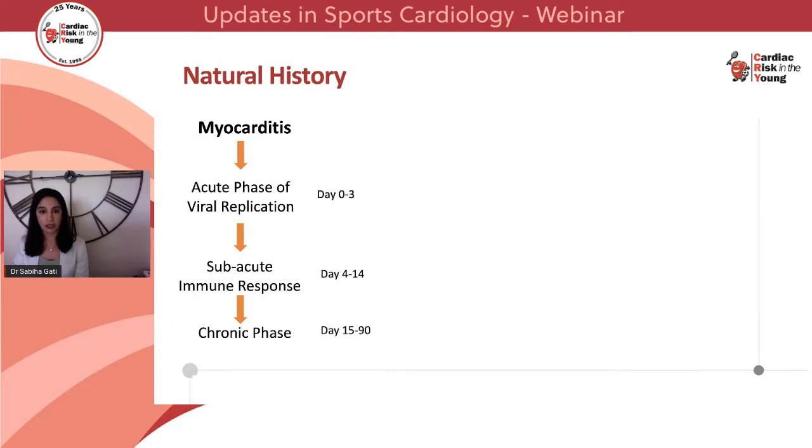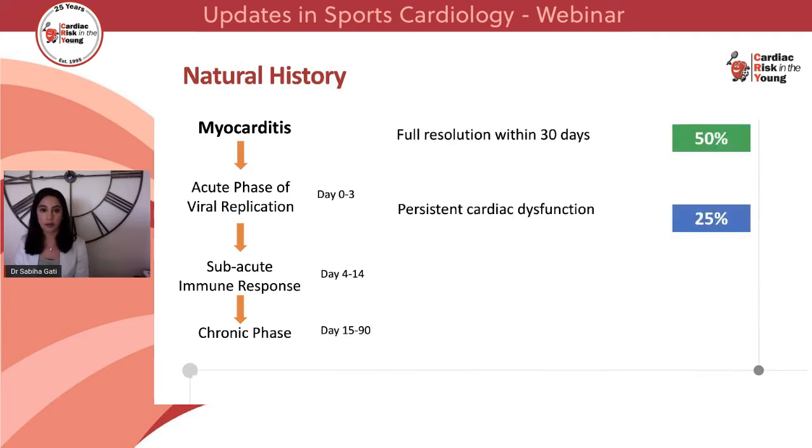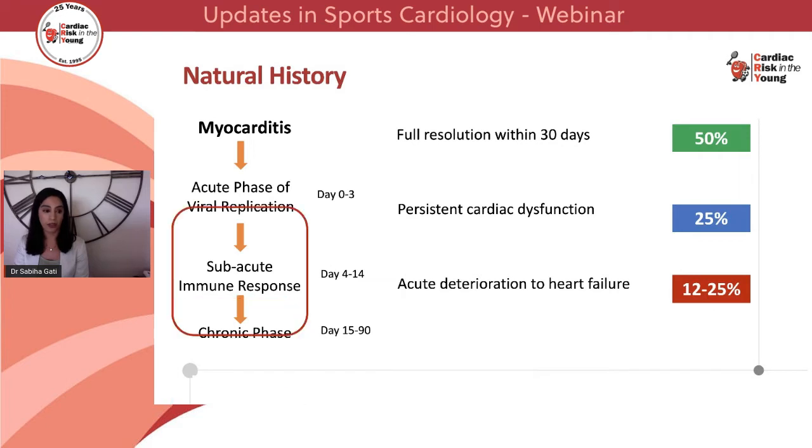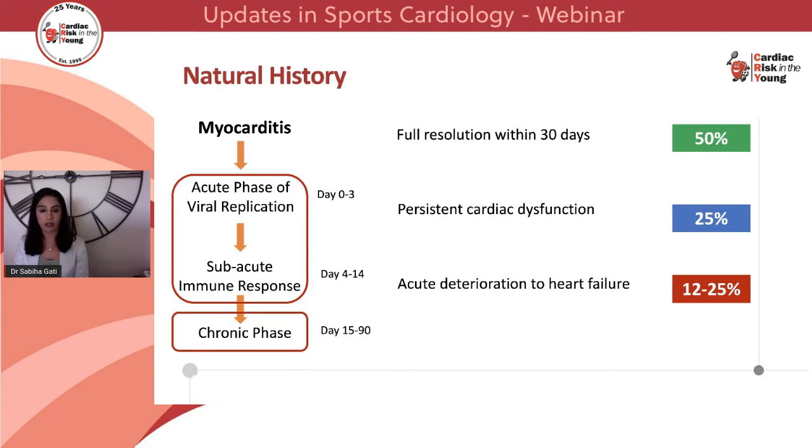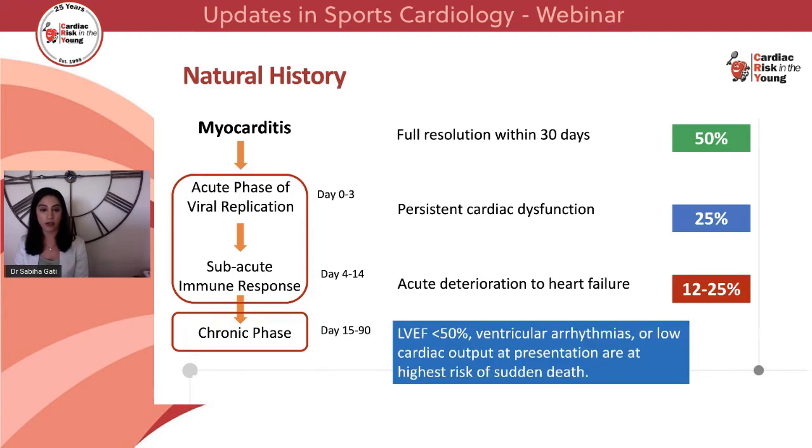The natural history of myocarditis goes through several phases, including the acute phase of viral replication, followed by the subacute immune response, and finally the chronic phase. The chronic phase can range from 50% demonstrating full resolution within 30 days, 25% with persistent cardiac dysfunction, and around 12 to 25% with fulminant heart failure. It remains unclear whether most sudden death in athletes occurs in the acute and subacute phase, or later on in the chronic phase. But factors that are important in the risk of sudden death include a left ventricular ejection fraction of less than 50%, ventricular arrhythmias, and a low cardiac output at presentation.